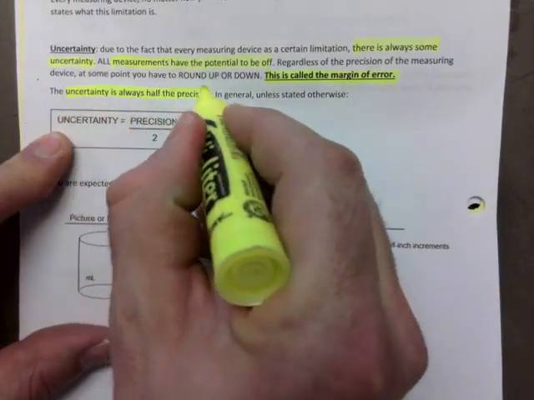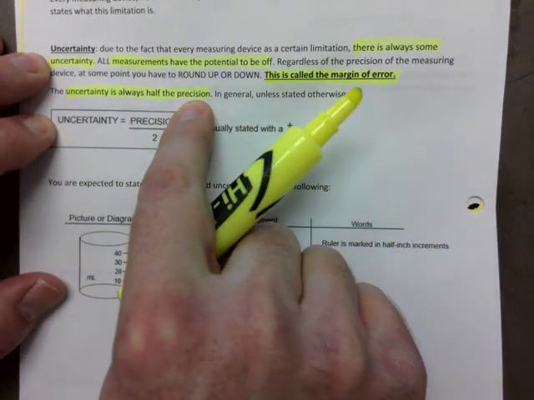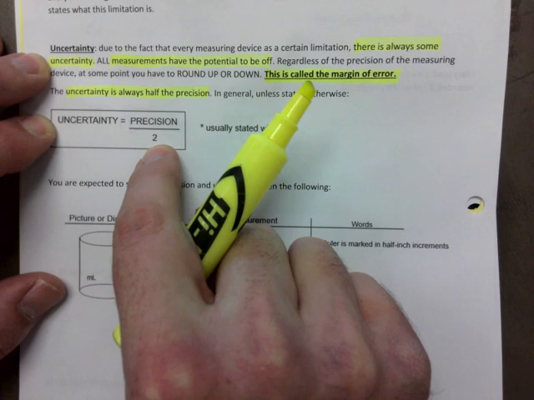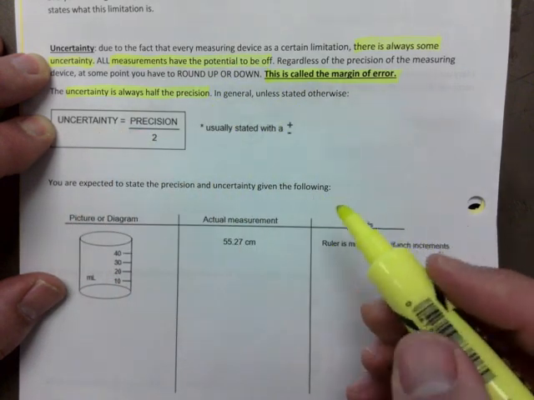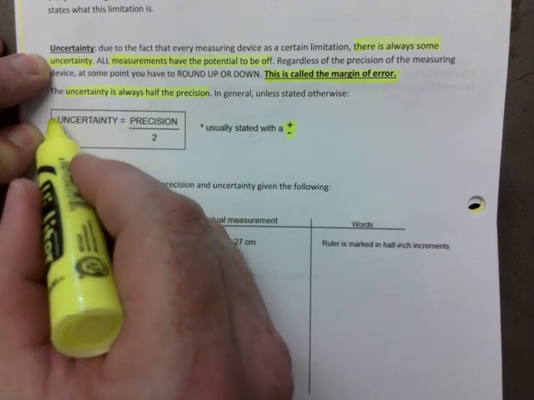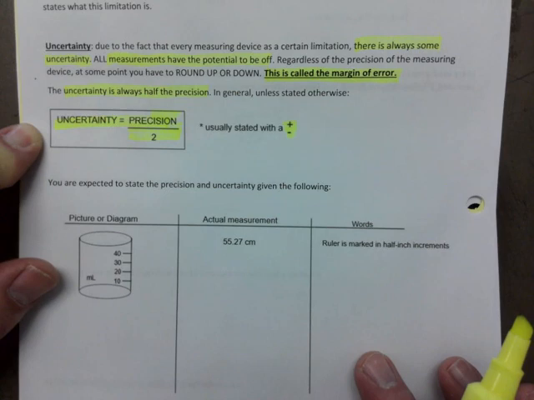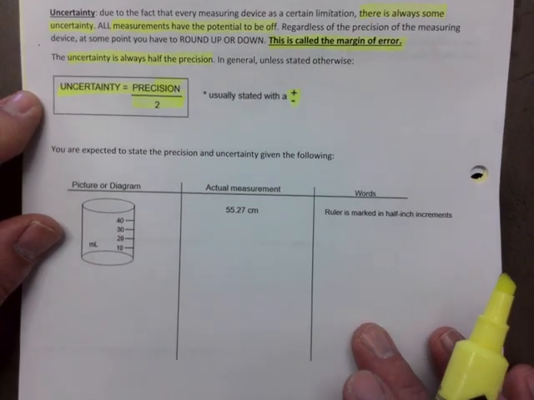Okay. The uncertainty is always half the precision. That's very important. So if you know your precision, then just divide it by 2, right, to get your uncertainty. And usually we put a plus or minus in front of it. But this is very important. This right here you should have on your study sheet. That's why it's boxed in.